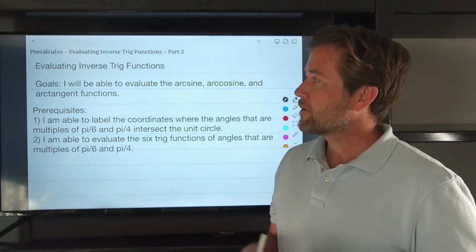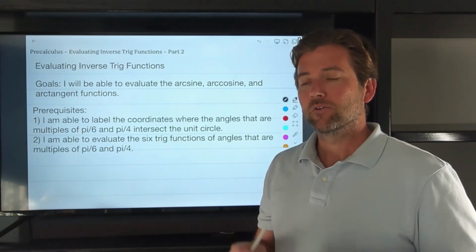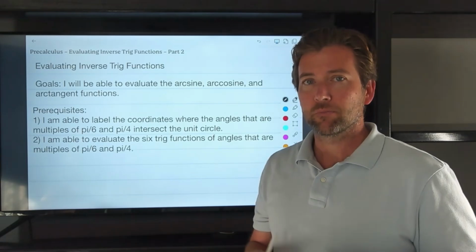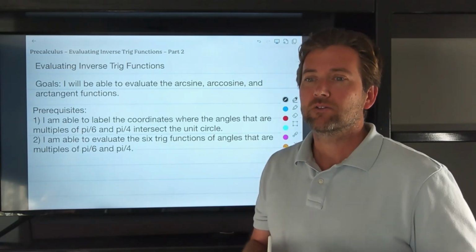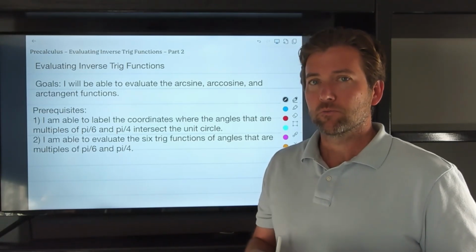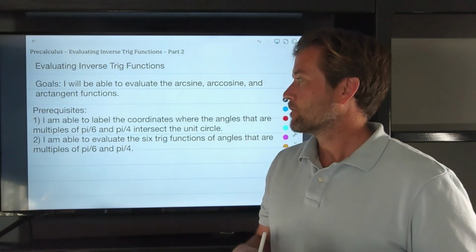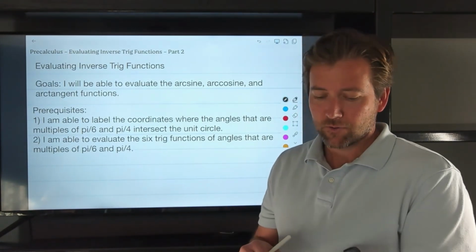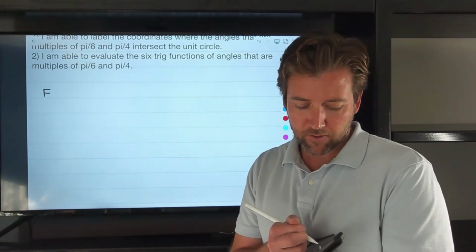And our prerequisites are that you're able to label points on the unit circle where the angles that are multiples of pi over 4 and pi over 6 intersect that, and to be able to evaluate all 6 trig functions if you're given or input angles that are multiples of pi over 4 and pi over 6. So if you don't know that, first it's going to make this a little bit more difficult. The directions for these problems will be to evaluate or simplify.